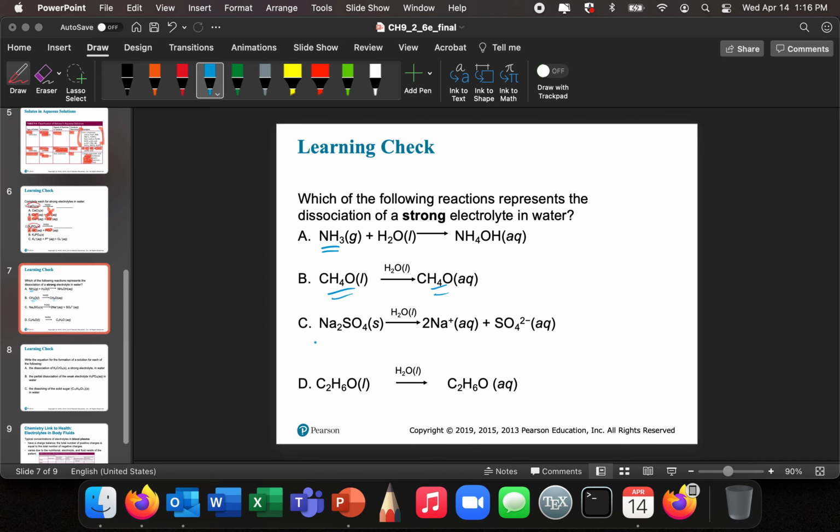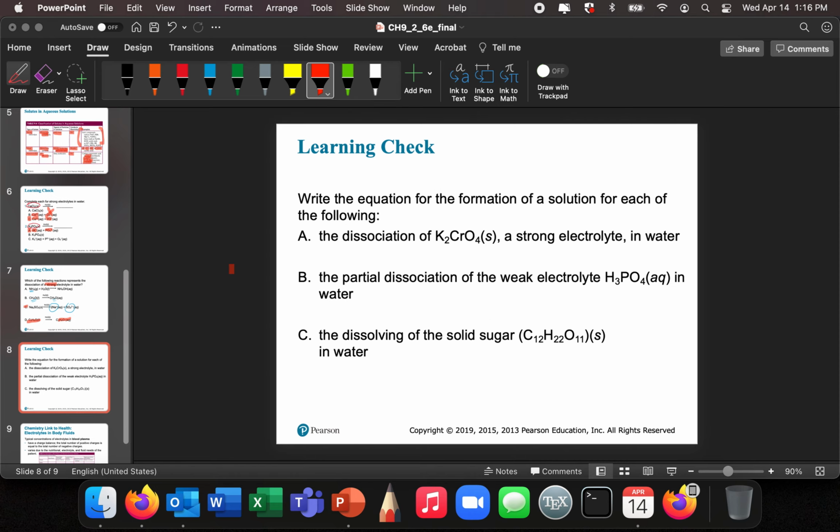right? Ammonium, aha, there we go. Break up into ions. So this is the one. It's going to be C, because I've got ions, right? That's a strong electrolyte because it breaks up into ions. And this also does not break up into ions. So definitely it's C, and there we have it. Okay, let's do one more.